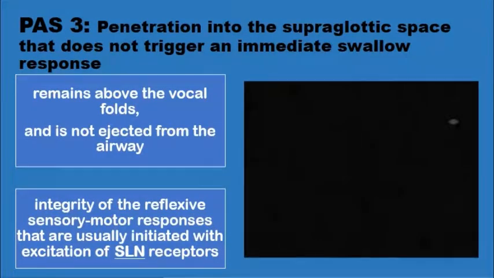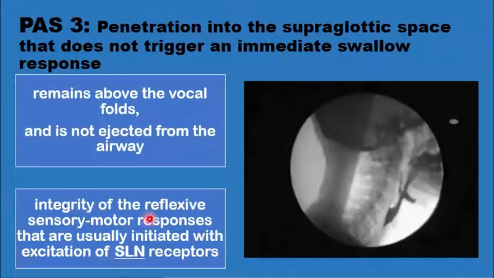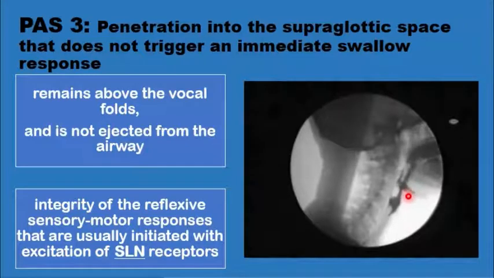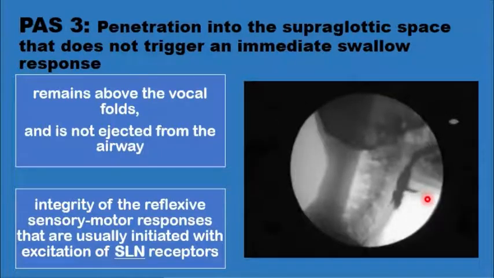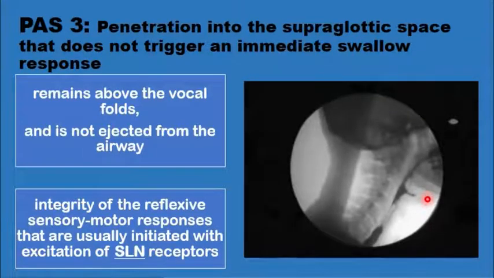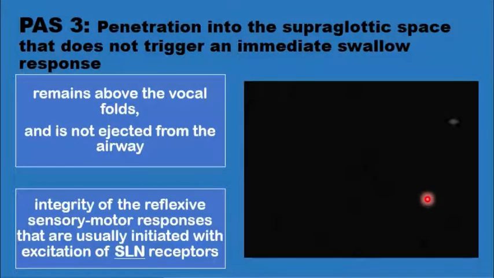This is followed by pass 3, in which there is a penetration to the supraglottic space, but it does not clear up promptly. It does not trigger an immediate swallow response. You would see that the bolus here had lingered around in the supraglottis, just below the epiglottis and above the arytenoids, and is not cleared. And that would make us think that the superior laryngeal nerve integrity or the sensory integrity of the supraglottis is affected. So there isn't a prompt response to clear this bolus from the supraglottic space.